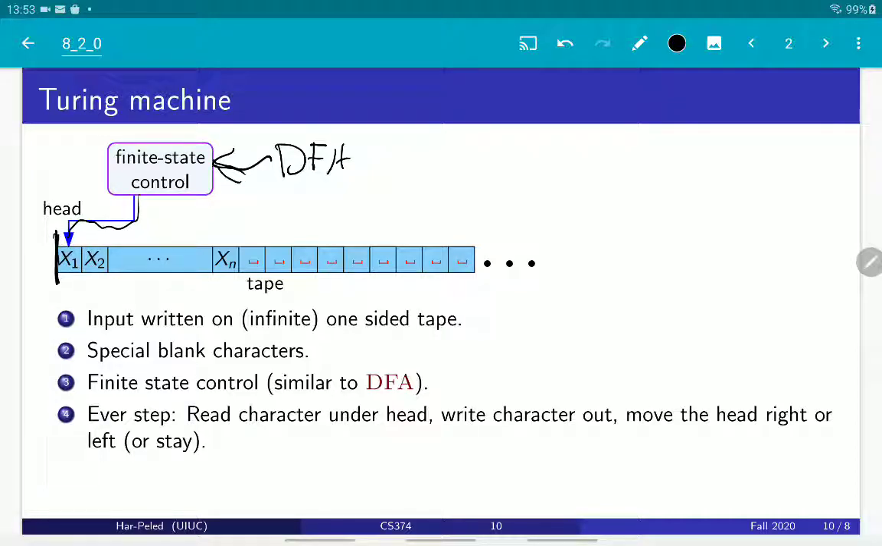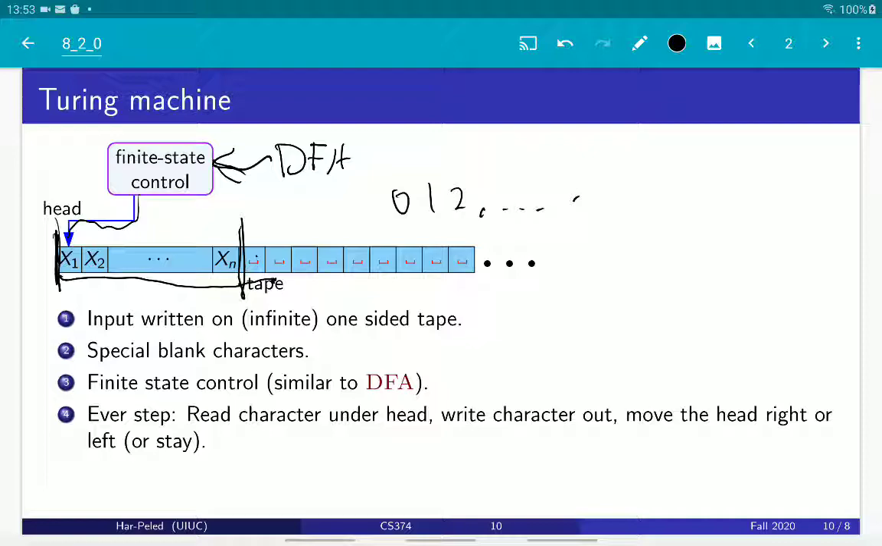The tape is one-sided, so you can think about it as an array numbered 0, 1, 2, and so on to infinity. The input initially is written on the beginning of this tape until you reach the end of the input, and then you just have blanks, which are this special marked space character, all the way to infinitum.